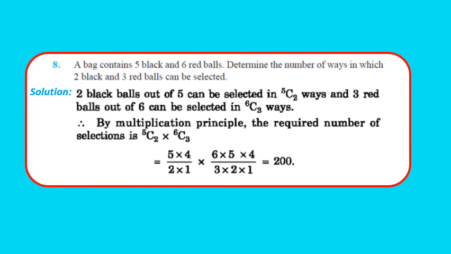So again, by the fundamental principle of counting or the multiplication principle, the required number of ways will be 5C2 into 6C3. So 5C2 equals 5 into 4 upon 2 into 1, and 6C3 is equal to 6 into 5 into 4 upon 3 into 2 into 1, which gives 200 ways. So there are 200 ways of selecting 2 black and 3 red balls out of 5 black and 6 red balls. Clear? So pause and note down the solution.